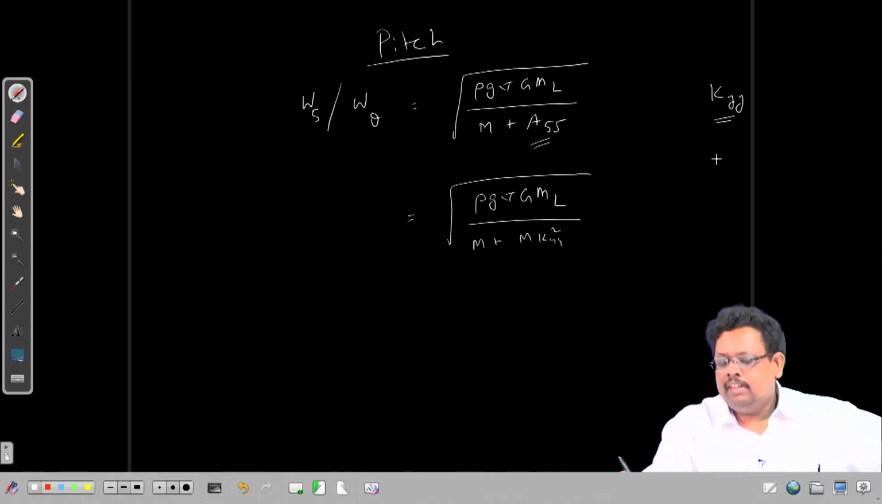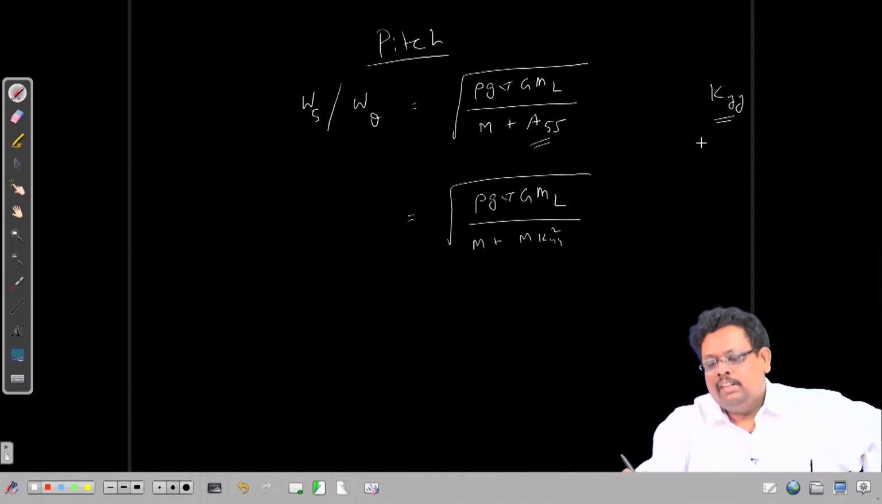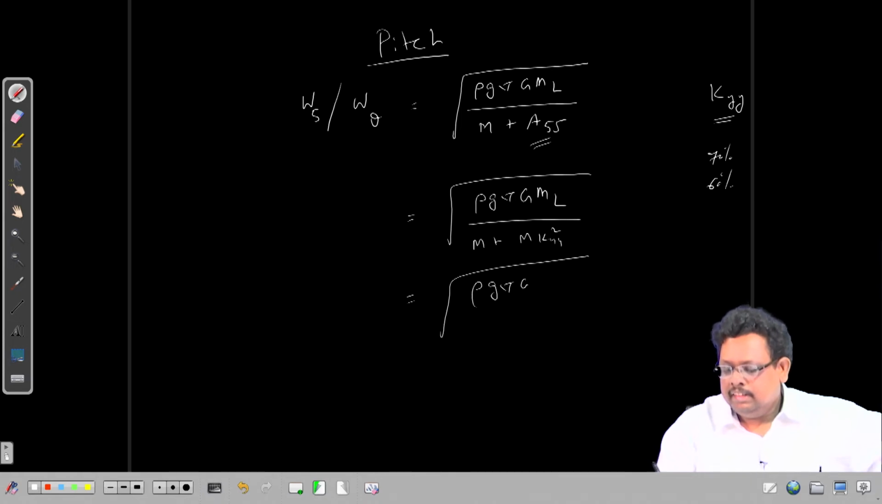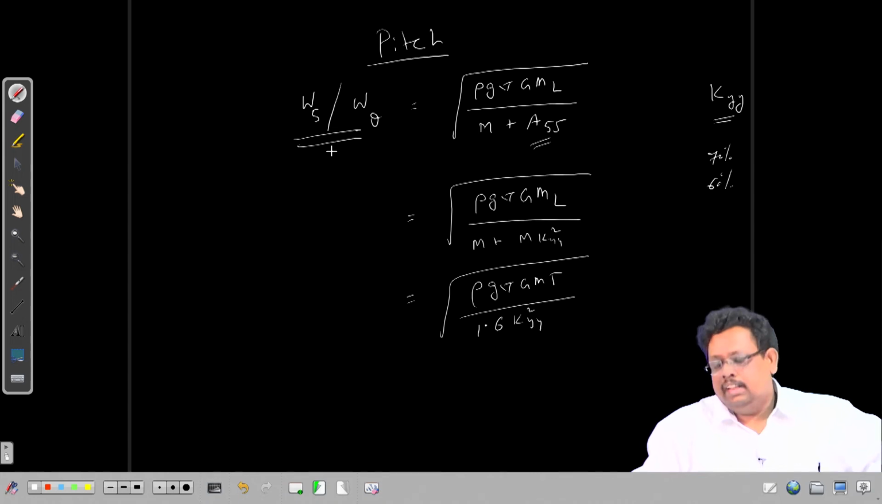Now, here also, as you know, I am again trying to get some percentage of m. Let us take pitch, which of course displaces more water compared to the roll. So you can take again some 70% or 60% of the m. Then we can approximate this as rho g V GML divided by, let us say, 1.6 into k_yy squared. That may be the natural frequency.